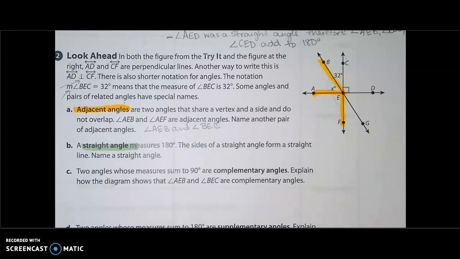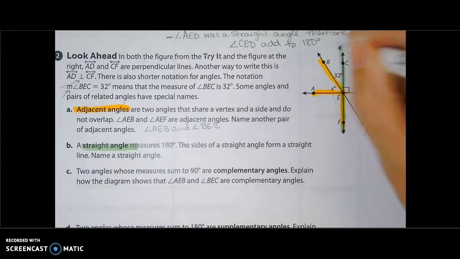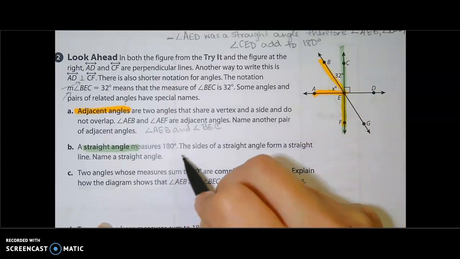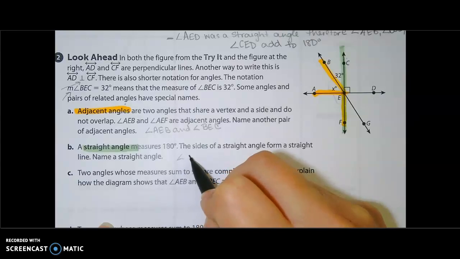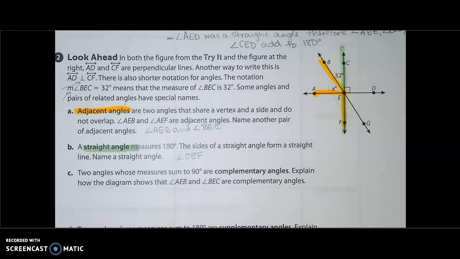A straight angle measures 180 degrees. The sides of a straight angle form a straight line. Name a straight angle. And so here is a straight angle. There are 3 straight angles that we can name, and so this is angle CEF. Remember, when naming angles, we have to have 3 points, and our vertex has to be the middle. All right.